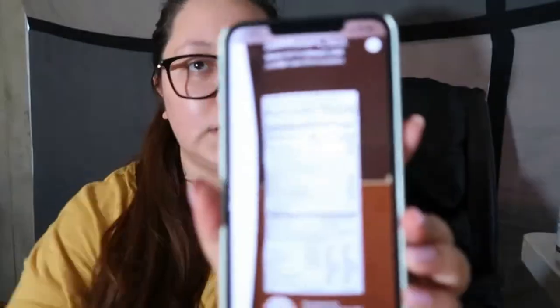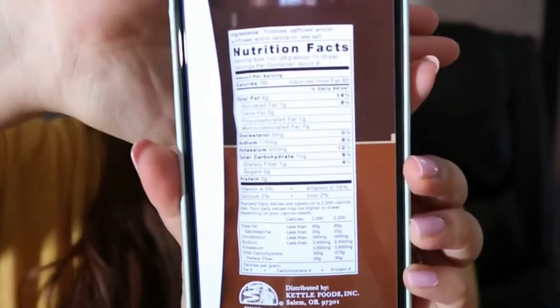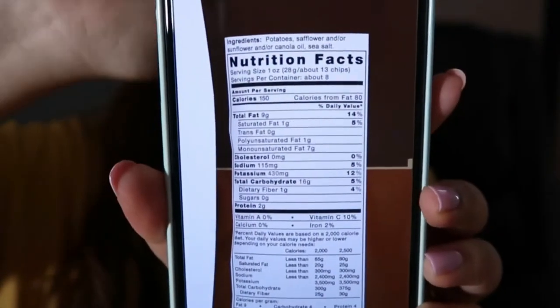So these ingredients for these chips, the ones that I told you guys, Kettle, they're right here. Ingredients right here at the top. Nutritional facts. Again, not for the whole bag. That's what I used to think. Oh, 100 and something calories. Oh, for the whole thing? Okay, might as well. I'll eat it. But no, it's not for the whole thing. As I started learning more about nutrition, it's not about the whole thing.